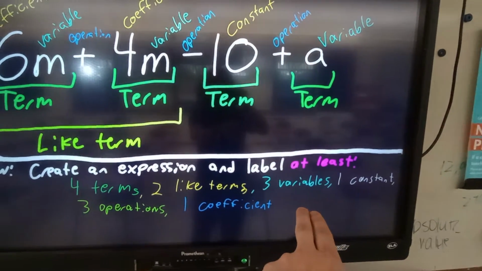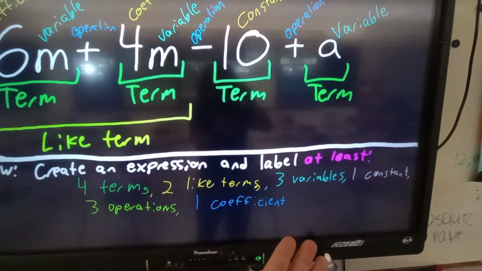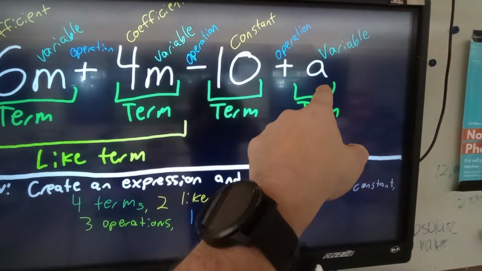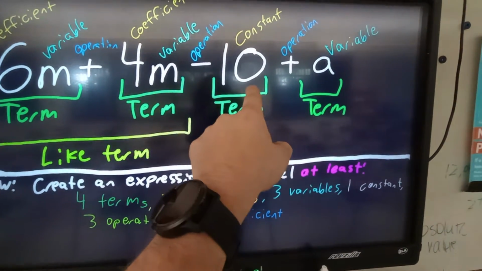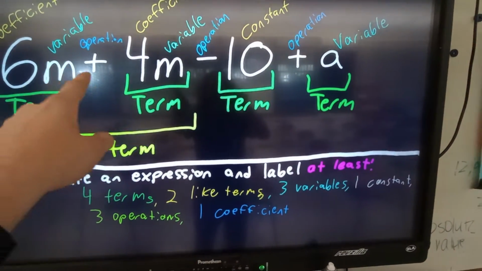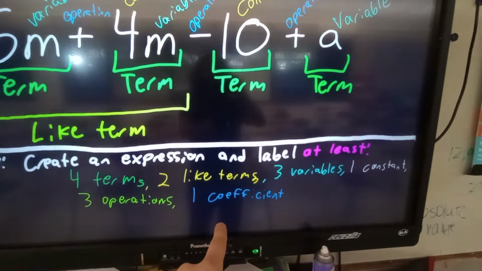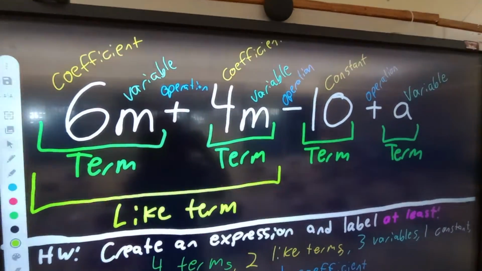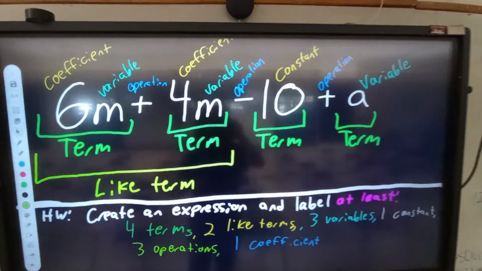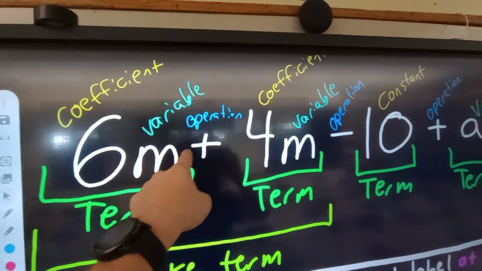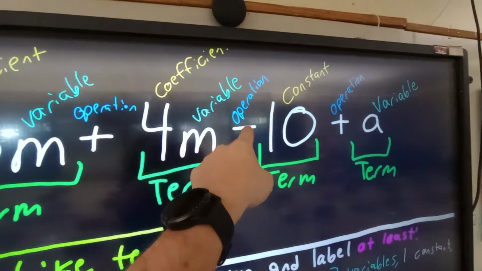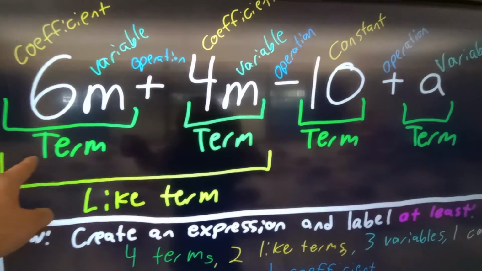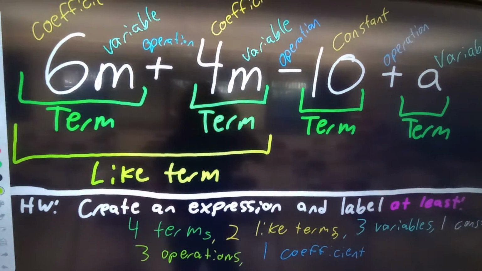They must have 3 variables. They don't have to be different, and since there are like terms, naturally 2 of them must be the same. So 1, 2, and 3 variables. 1 constant, I chose the number 10. 3 operations, plus, minus, plus, and 1 coefficient at least. So I put a coefficient both for this number and this number. And I labeled all of the parts. So we have our coefficient, variable, operation, coefficient, variable, operation, a constant, an operation, a variable, all 4 of my terms, and my 2 like terms paired together.